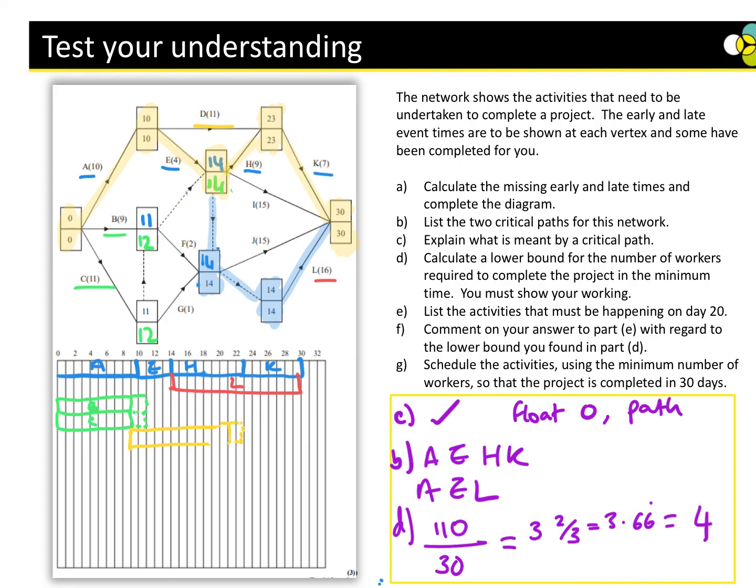Okay. Then A, B, C. This is D. E, what's next? F starts at 11. F is too long, but it could finish at 14. I'm not doing the question wrong. I'm not even on part G. All I'm doing is having a look at E, list the activities that must be happening on day 20. I'm just drawing a Gantt chart so we can visualise it for everyone and going over the skills again.